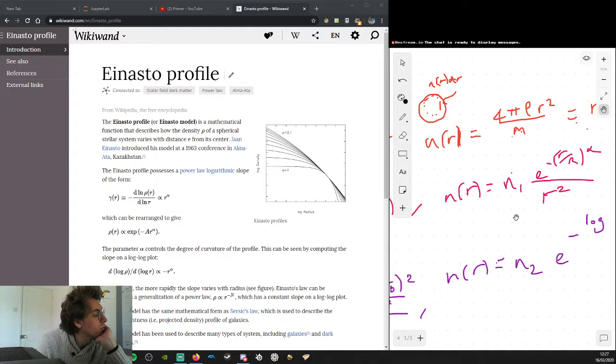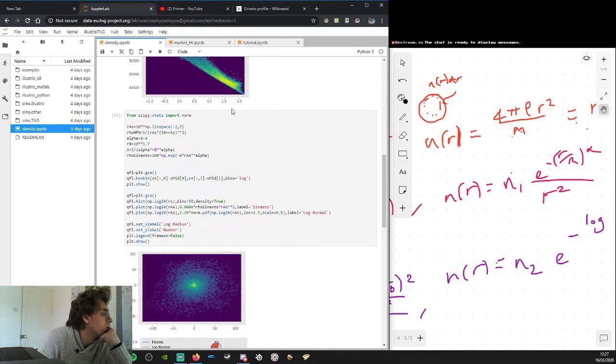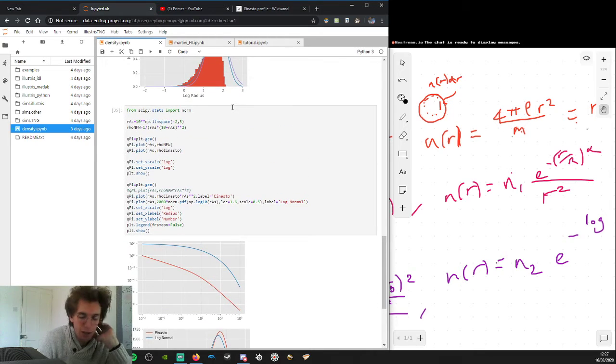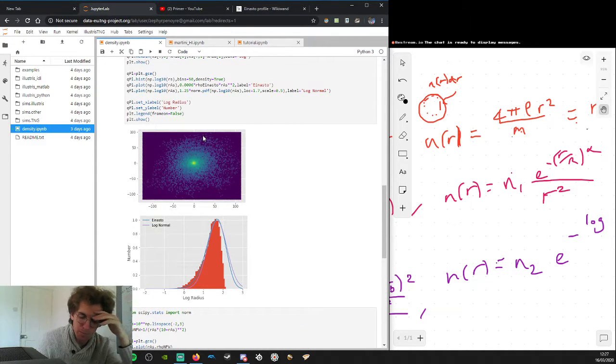Does it matter what kind of log I take? It shouldn't do. I am going to work in log, even though maybe I should be working in ln. We'll see what happens. Log r over b squared over 2 sigma squared.